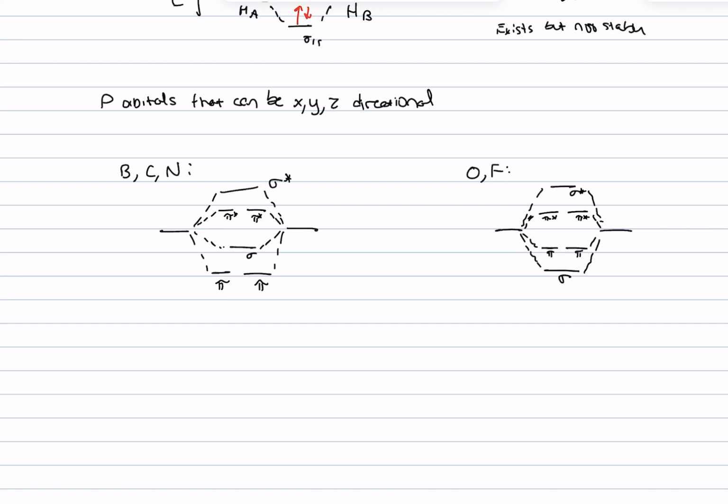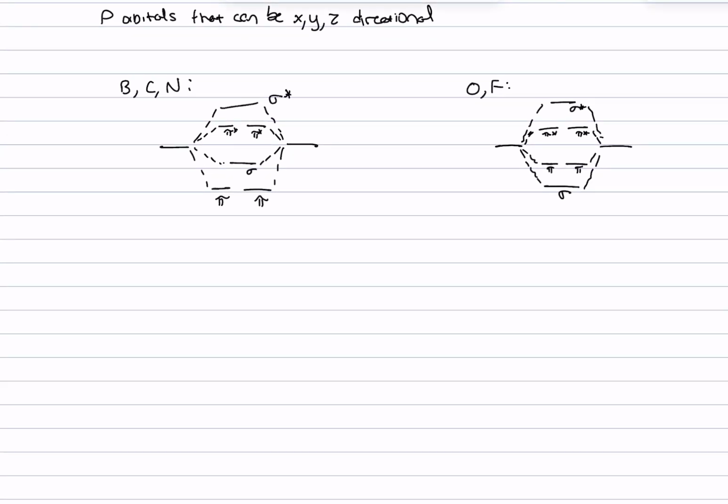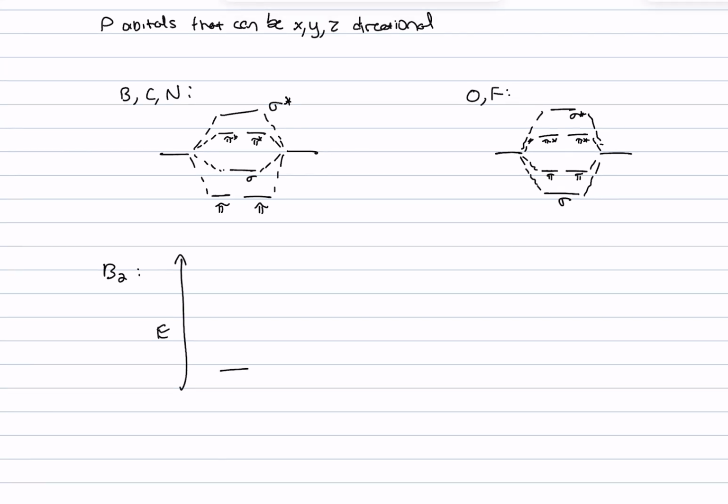But if it's heteronuclear, like NO or CO, we still use the same type of trend, but it's almost as if we take the average. And going back to our examples, let's go ahead and do B2. So once again, we go from low energy at the bottom to high energy at the top.